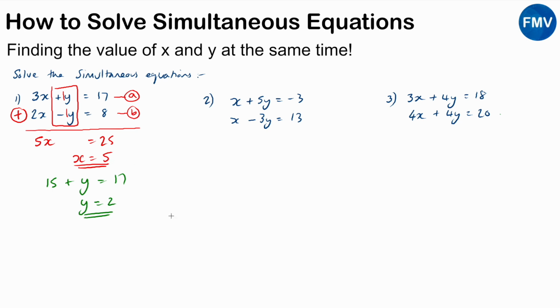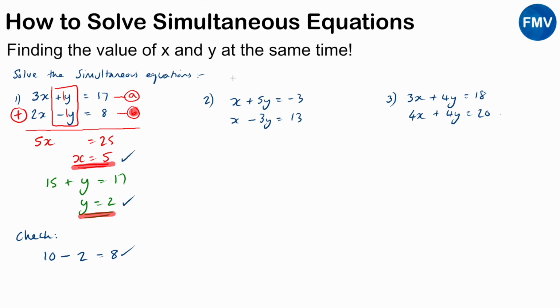Step 3 is just check them to make sure they're correct. So to check, all you do is you put x is 5, y is 2 back into either equation A or equation B. Now, because I used equation A here to find y equals 2, I'm going to choose to put it into equation B. But to be honest, it doesn't matter. You can choose either. So I've got 2 times x, so 2 times 5 is 10, minus y, well, y is 2. 10 minus 2 is 8, and yes, that's correct. So I know that that worked. So therefore, I know my y equals 2 and my x equals 5 are correct.